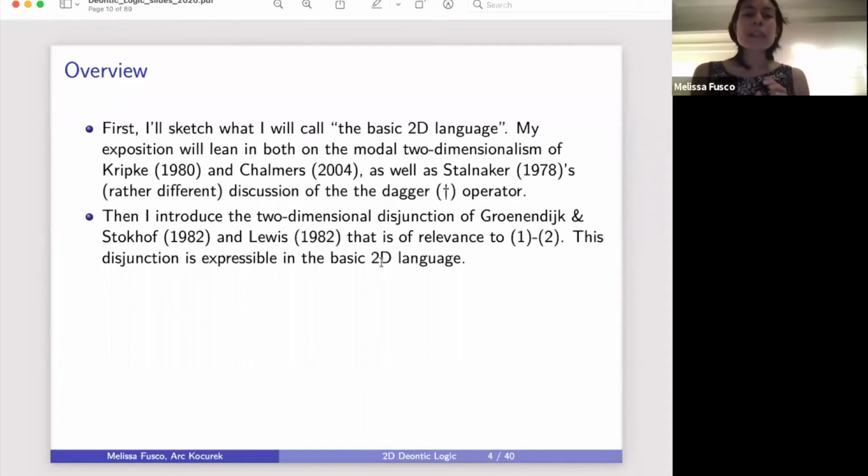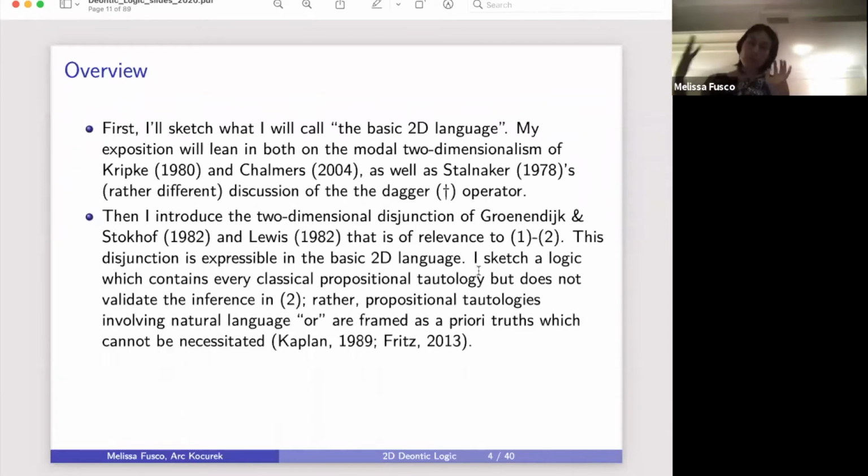That disjunction is expressible in the basic 2D language. So that's how I will sketch a logic that contains every classical propositional tautology, but doesn't validate the inference in 2. Propositional tautologies involving natural language or, and the rule of or introduction, from P infer P or Q, are going to be a priori valid inferences. And things like the law of the excluded middle are going to be a priori truths which can't be necessitated.